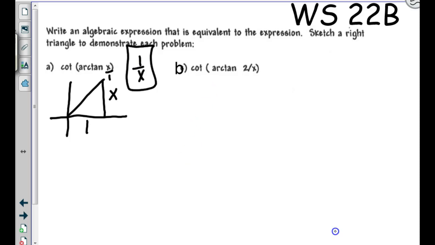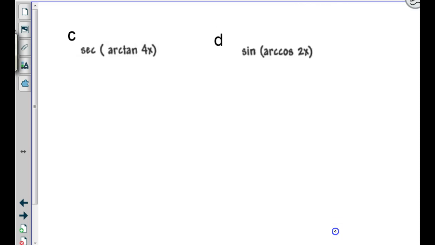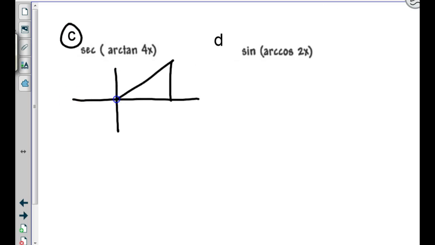Okay, I think B is kind of the same thing, so let's skip before we run out of time and try C. Okay, on C, how am I going to label this triangle? I have 4x over 1 opposite. Oh, this is just x, no 4? Oh, that was kind of me. All right, so you're going to have x over 1 for the tangent, opposite over adjacent. Okay?